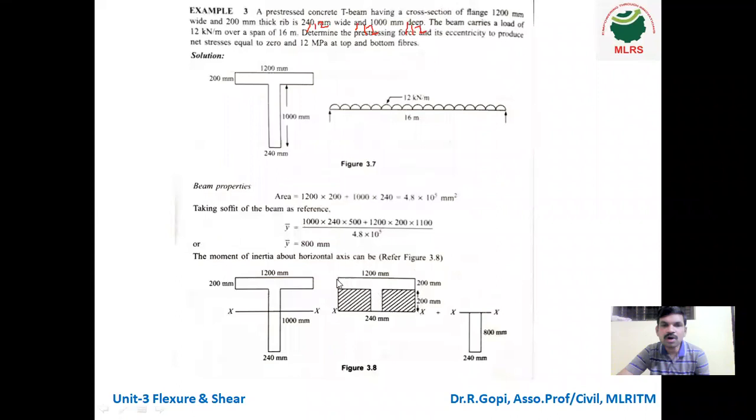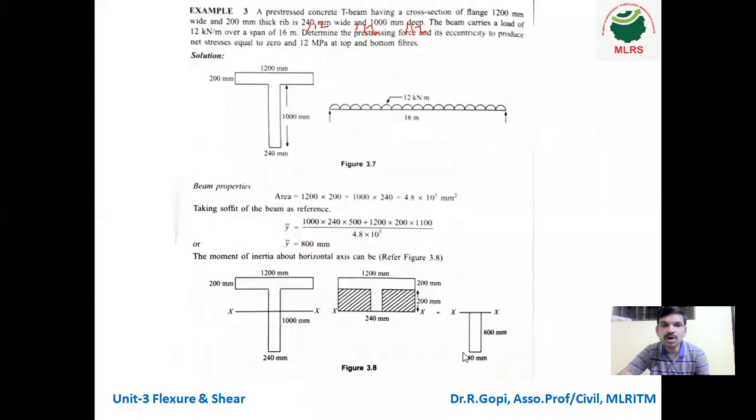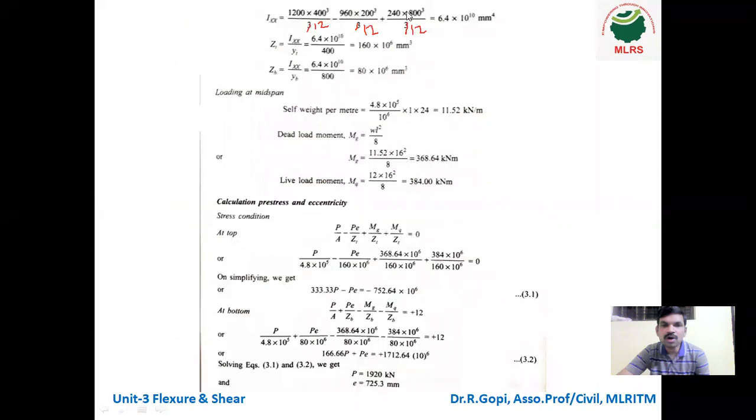First we have to consider the whole thing, and after that, we have to minus the shaded portion. Plus at the rib, the height from the centroid is 800 mm and the breadth is 240 mm. So the corresponding term is 240 into 800 cube divided by 12. So we got 6.4 into 10 power 10 mm power 4.